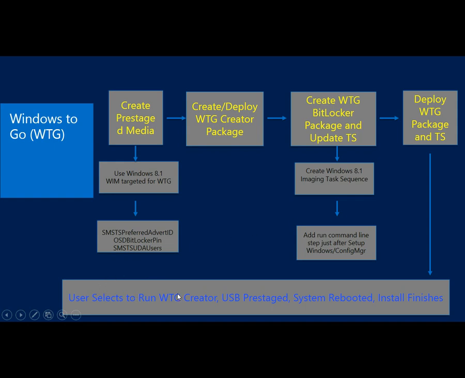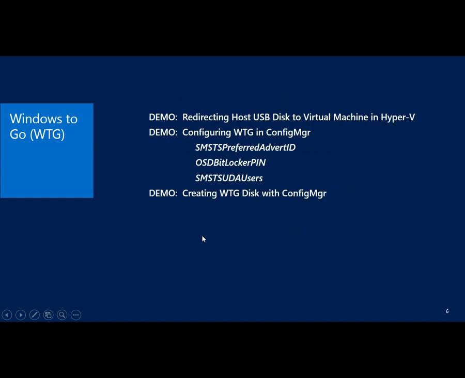User selects to run the Windows to Go creator. USB is pre-staged. Ultimately, the system's rebooted. The install finishes. So I can't, in this lab, really show you all the way through easily. Otherwise, I would disrupt what I'm actually doing here because my system would reboot. And the other challenge is I'm using virtual machines, and virtual machines have challenges with USB. But let me show you as far as I can take it, right?